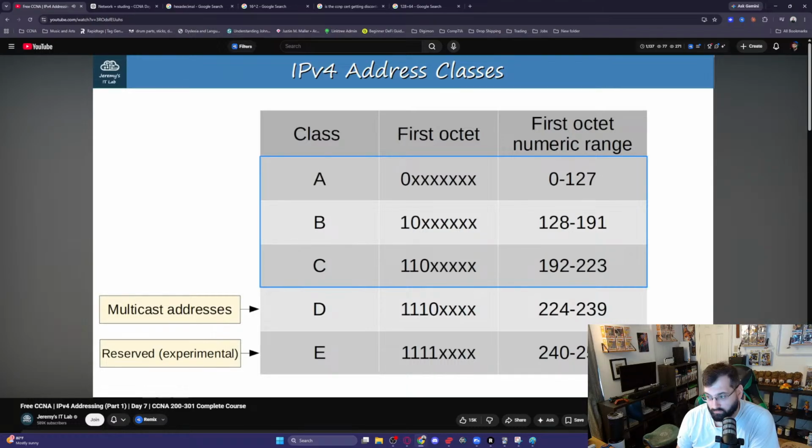Now, one more thing about the Class A range. The end of the Class A range is usually considered to be 126, not 127. Why is that? Let's take a look.